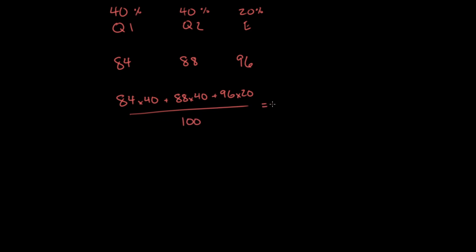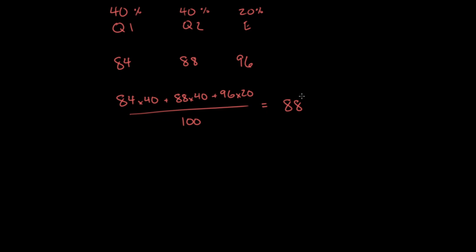And what I get is, I have to bring a calculator out for this. Let me check. What I'm going to get is my final grade for the class. So 84 times 40 plus 88 times 40 plus 96 times 20, and divide that all by 100. And what I get is actually a grade of 88 for the class.